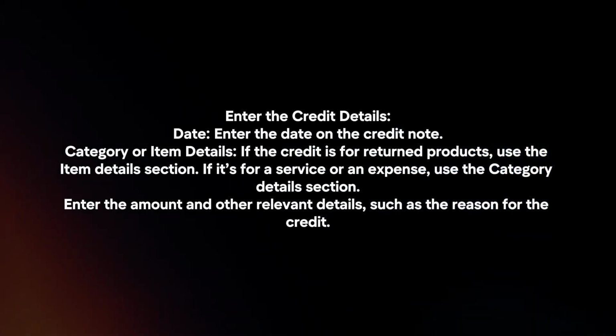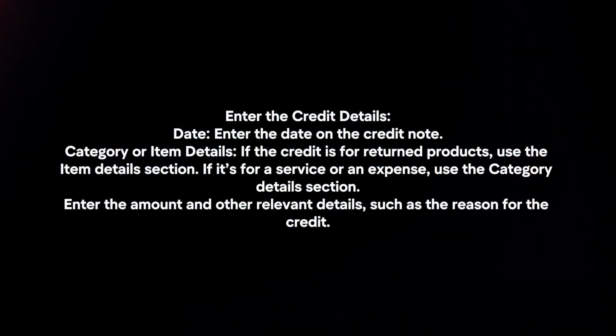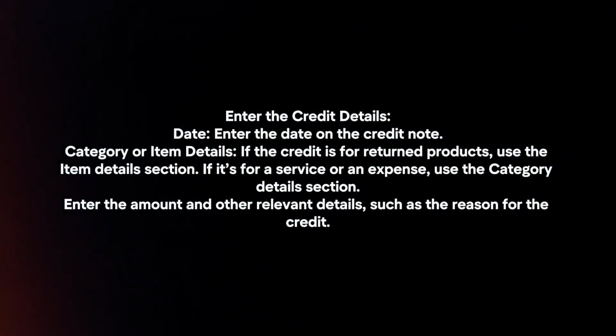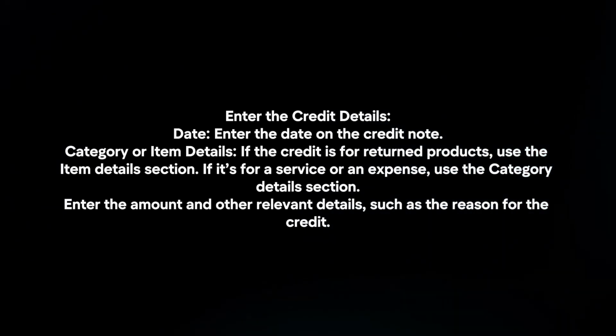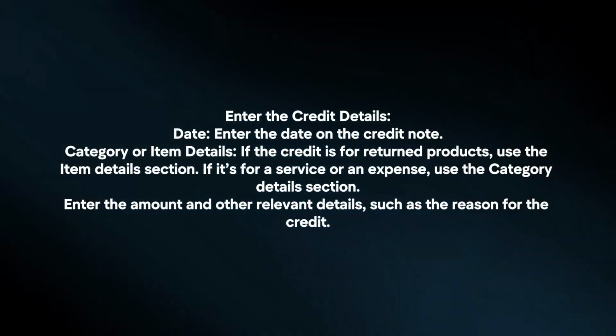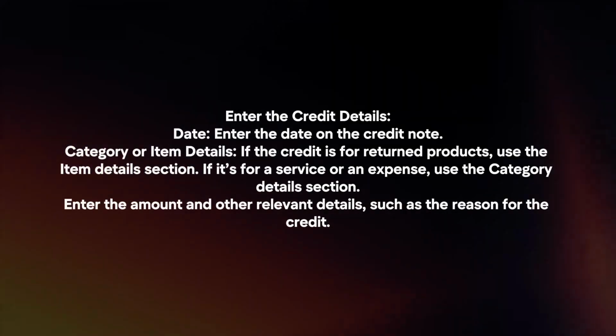Enter the credit details. Date. Enter the date on the credit note. Category or item details. If the credit is for returned products, use the Item Details section. If it's for a service or an expense, use the Category Details section. Enter the amount and other relevant details, such as the reason for the credit.